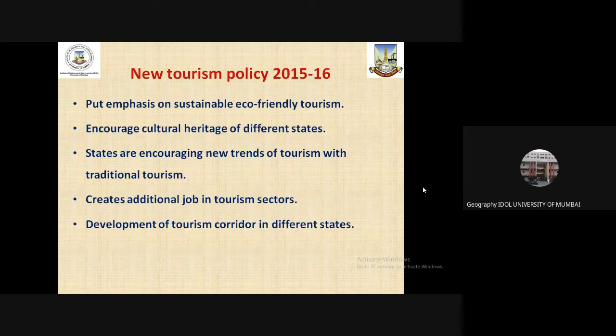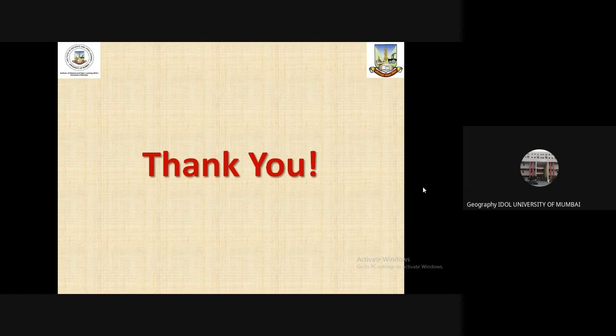The main focus of the new tourism policy of 2015-16 was to achieve sustainable, eco-friendly tourism, encourage the cultural heritage of different states, and combine new trends in tourism with traditional tourism, create additional jobs in the tourism sector, and also develop tourism corridors in different states of the nation. So these are some of the salient features of the tourism sector in India.